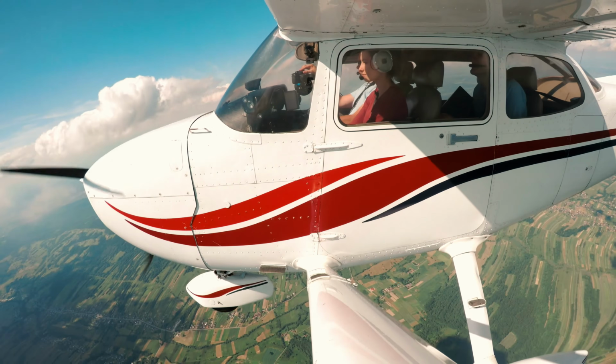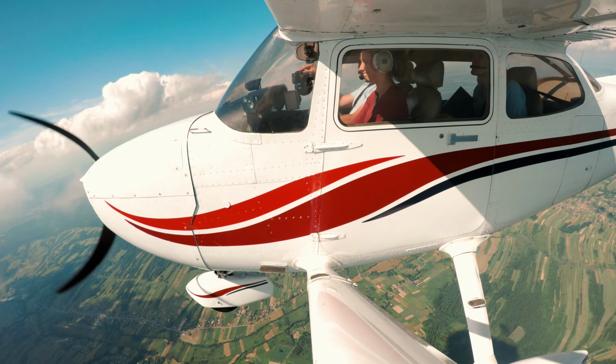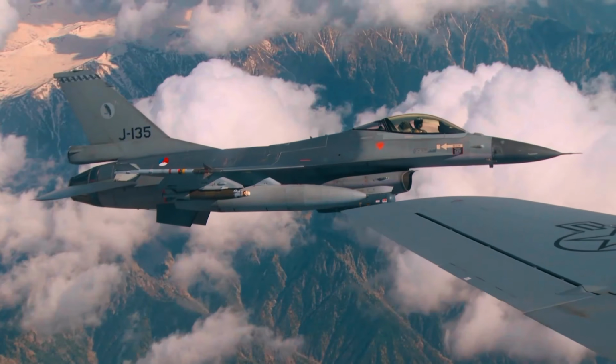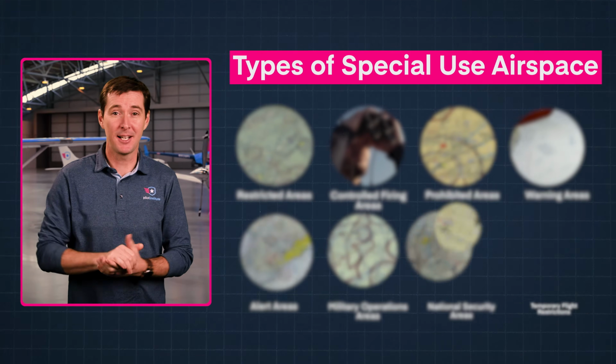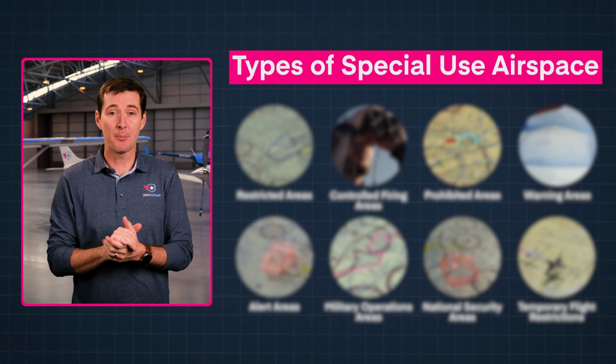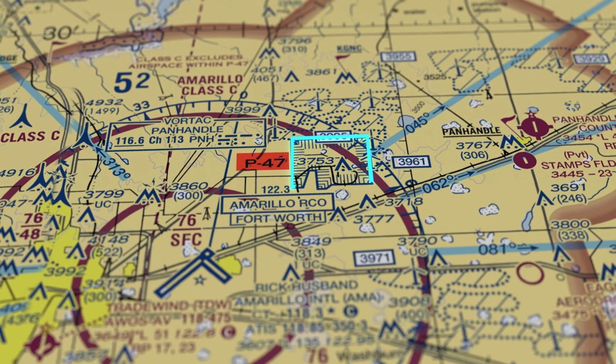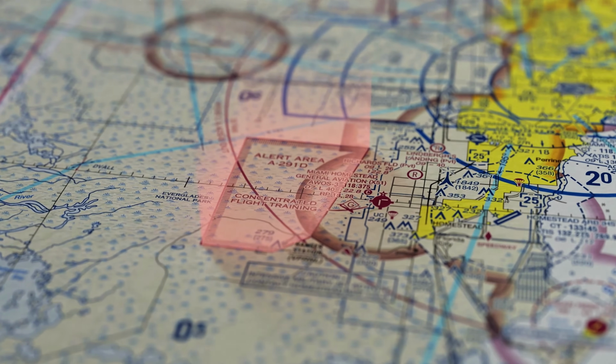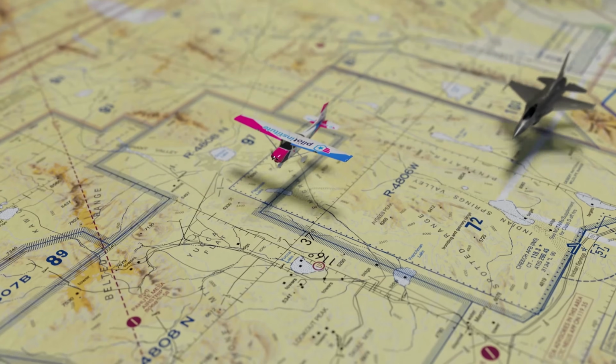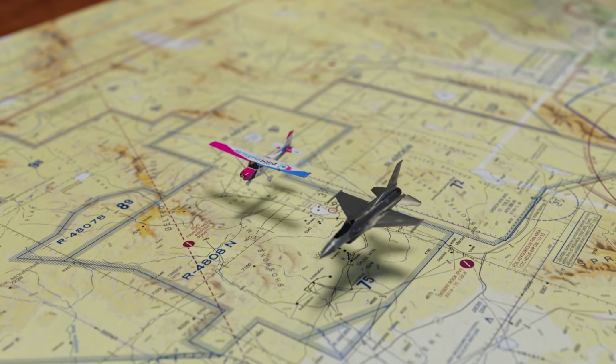Now picture this, you're flying along, enjoying a beautiful day when suddenly... This is Department of Homeland Security. What happened? You flew into one of these types of special use airspace without permission. Now in this video, we'll cover everything you need to know about special use airspace, including a specific kind at the end that you should avoid at all costs.